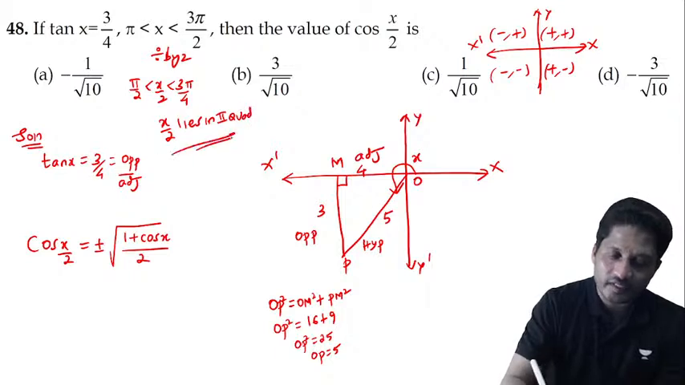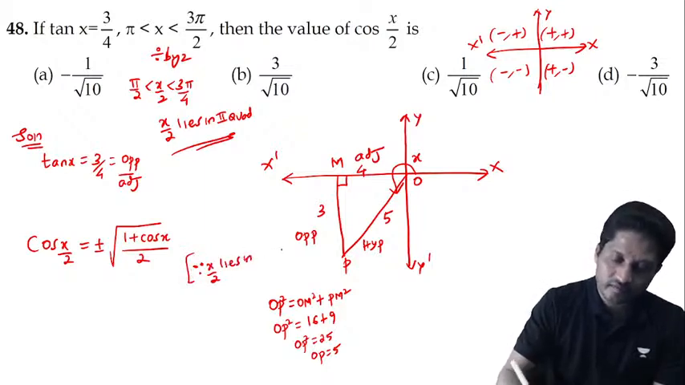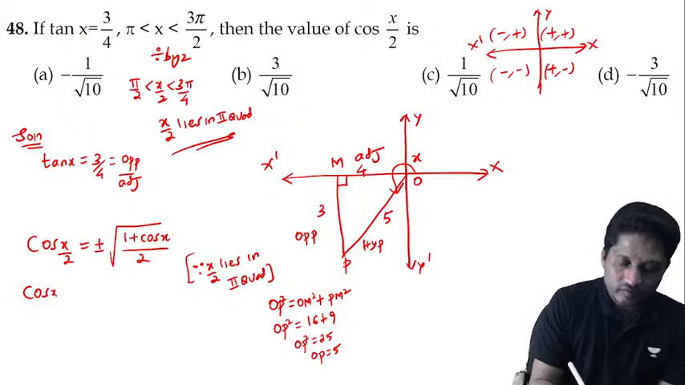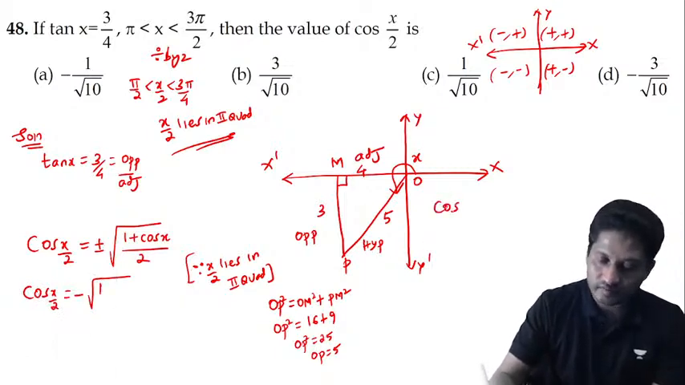In the second quadrant, obviously cos is negative. I'll write a reason: since x by 2 lies in the second quadrant, then cos x by 2 should be equal to minus root of (1 plus cos x) by 2. Now I'm going to substitute the value of cos x. This will be equal to 1, and cos is adjacent by hypotenuse.